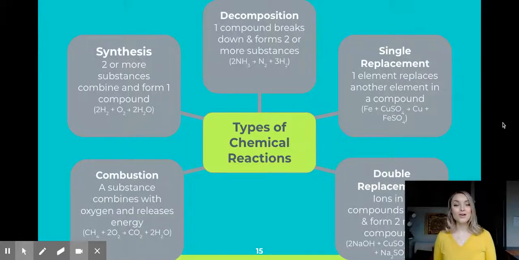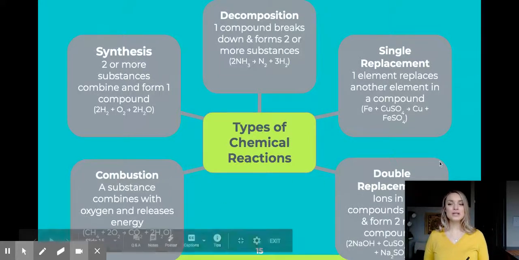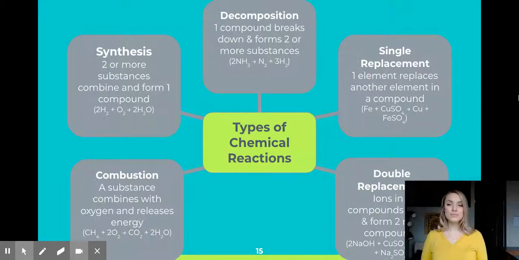And there you have it, all 5 different types of chemical reactions. And to review, a combustion reaction is when a substance combines with oxygen and releases energy. Synthesis is when 2 or more substances combine and form 1 compound. Decomposition is when 1 compound breaks down and forms 2 or more substances. Single replacement reactions are when 1 element replaces another element in a compound. And double replacement reactions are when ions in 2 compounds switch and form 2 new compounds.